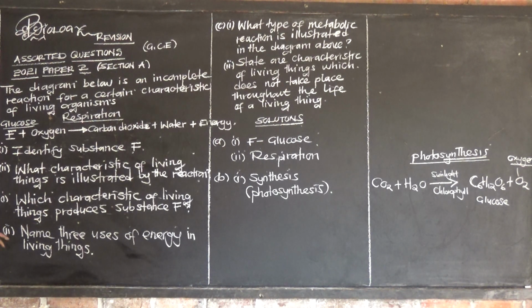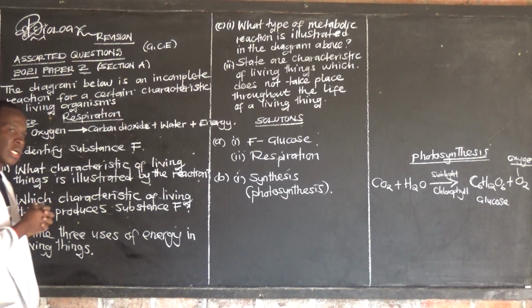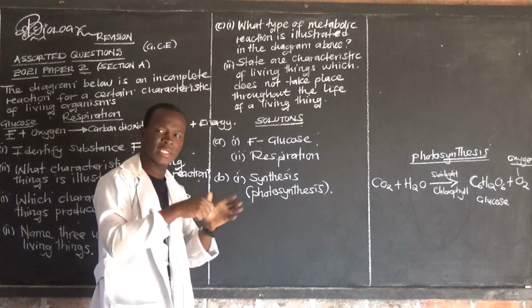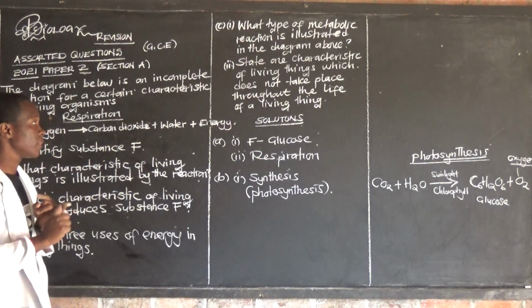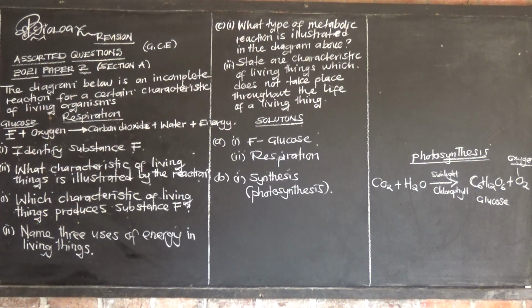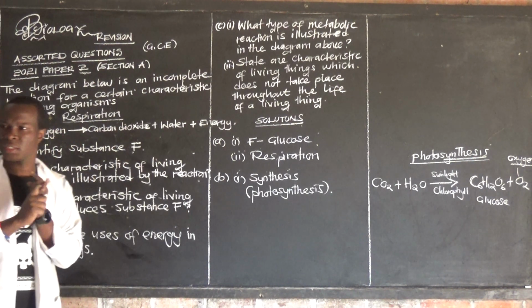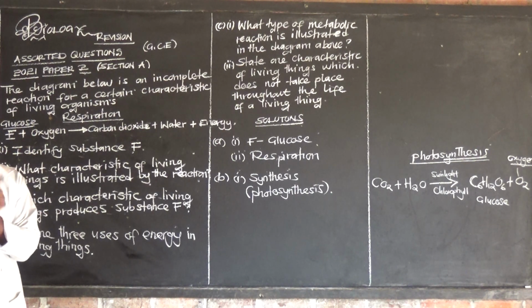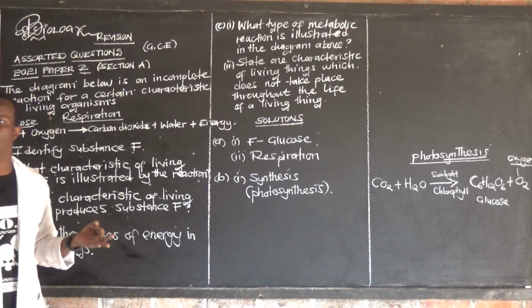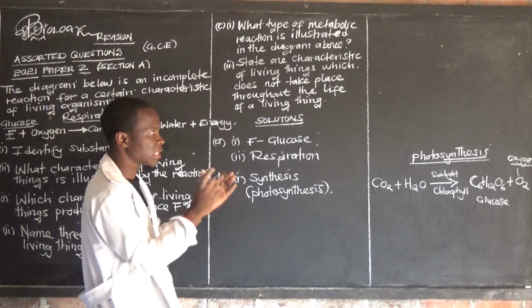Then Roman numeral 2. It's saying name 3 uses of energy in living things. There are a lot of uses of energy. How do you utilize energy as living organisms? Number 1, we use energy in locomotion. For us to undergo movement, we need energy. Even growth requires energy. Cell division requires energy. Reproduction requires energy. Active transport requires energy.